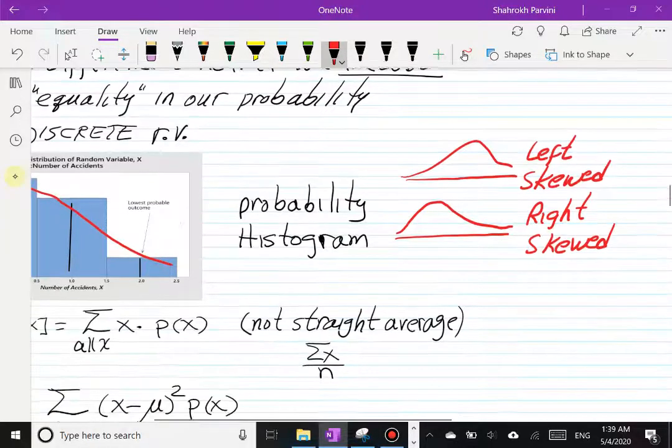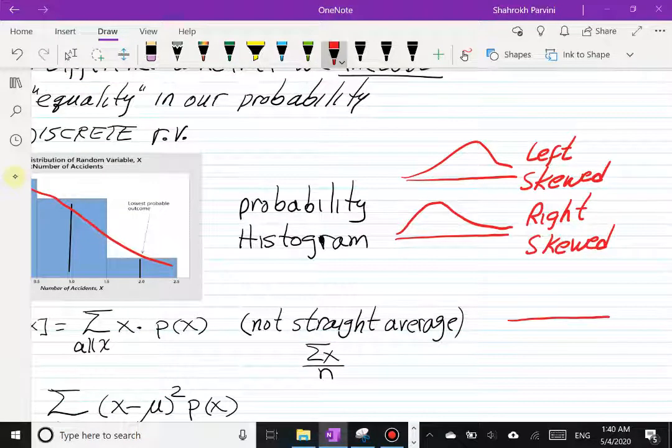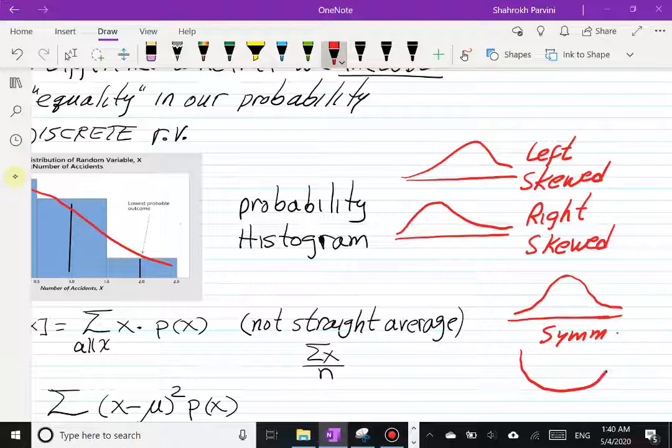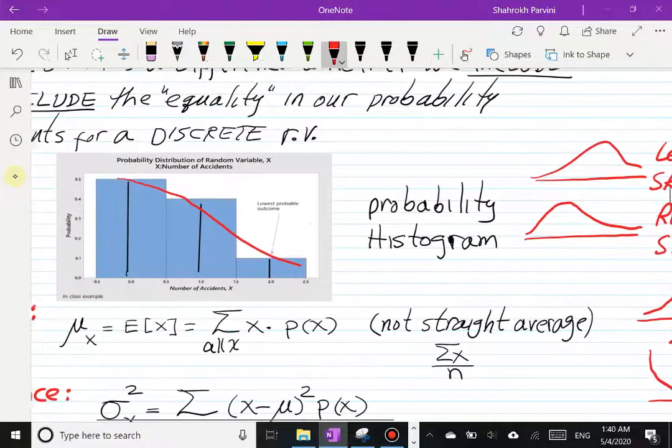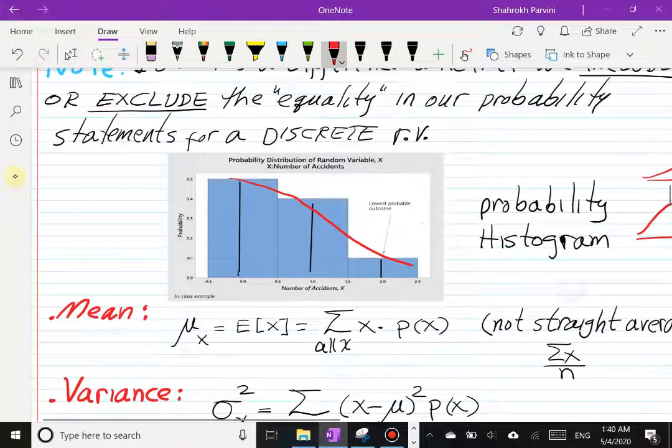And of course, we can always look for symmetry, and that's what this one is, such as that. This one would be symmetrical. Now, it could be symmetrical like a U shape, right? It could be symmetrical in a triangular shape. It doesn't have to be like this bell-shaped distribution. But typically, generally, this is what we look for in histograms. Okay, the shape gives us the impression of the skewness or symmetry of the random variable.